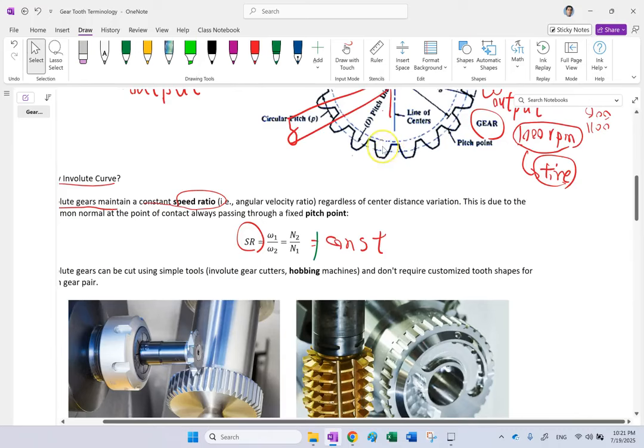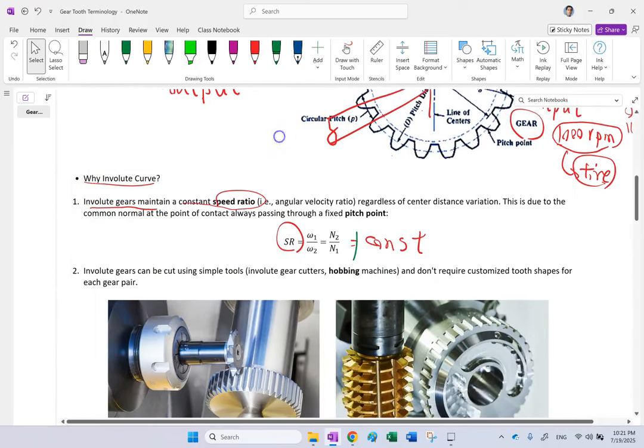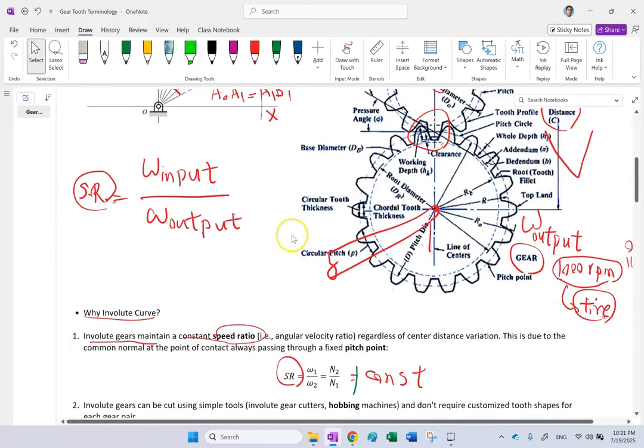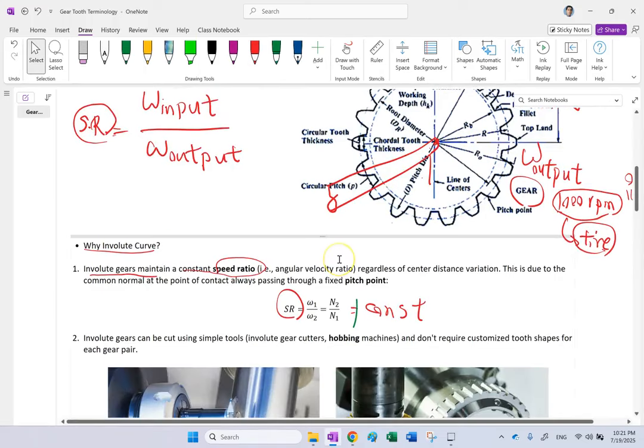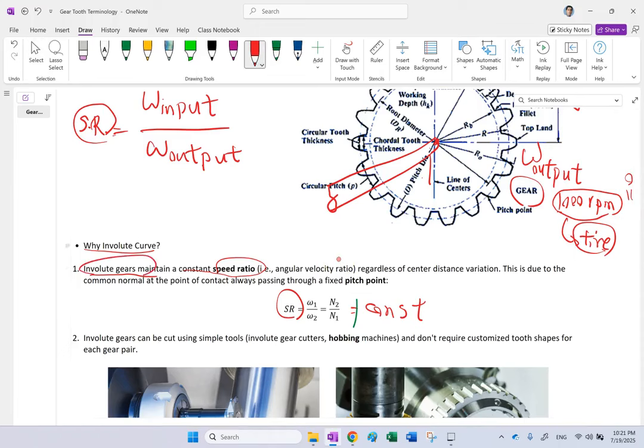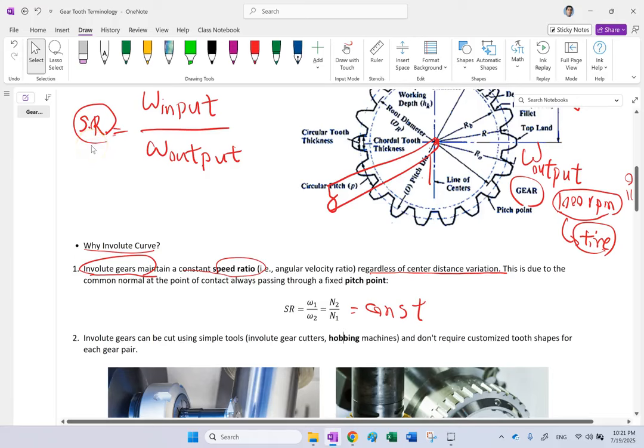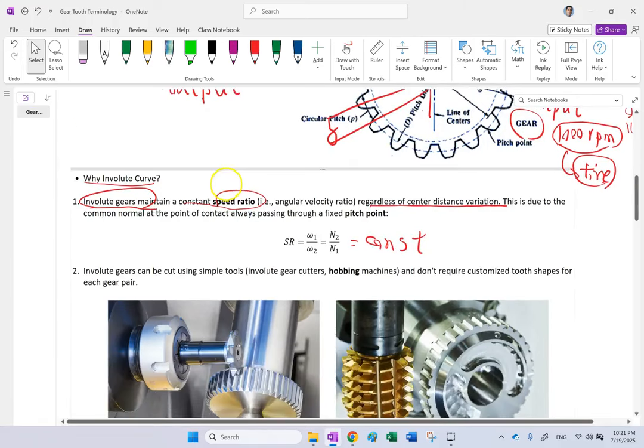So the fact that we need a constant speed ratio is something very fundamental. And in many cases, the shafts that these gears are mounted on might have deflections. This distance C, you can never keep it perfectly constant. But the involute profile guarantees that even if the C changes a little bit, you can still keep this speed ratio to a great degree a constant number. That is the most important thing.